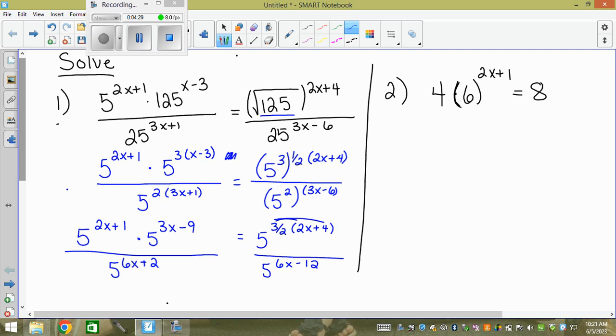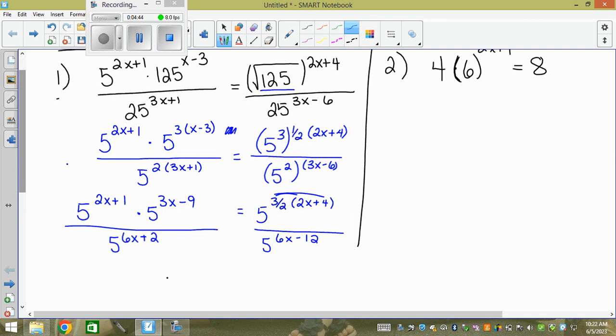Because I should be able to switch all the numbers. People aren't getting hung up that 125 is 5 cubed. That's not what you're getting hung up at. If I change the example, I'm changing those numbers and you're getting hung up as to what to do with your steps. So when we get here, this is the common error. People will drop this off now and they'll go 2x plus 1 times 3x minus 9 over 6x plus 2 every single time. And that's not what you're supposed to do there.